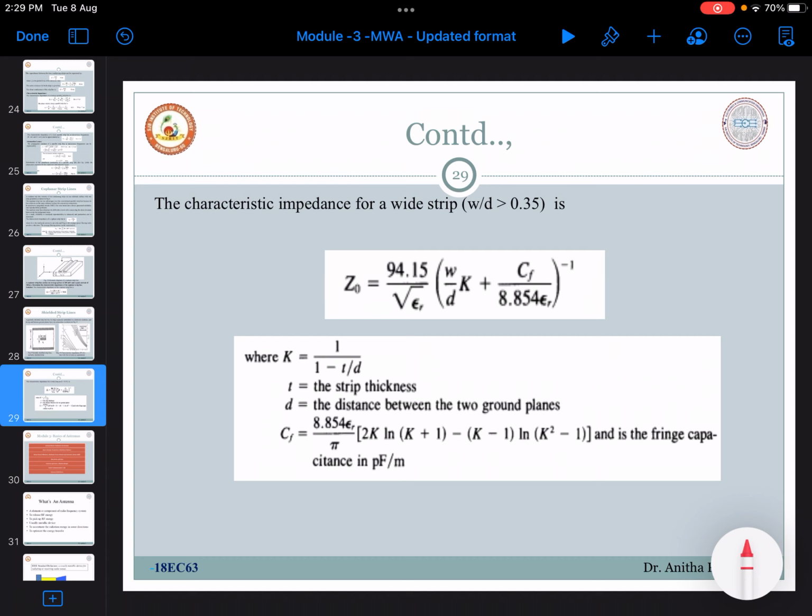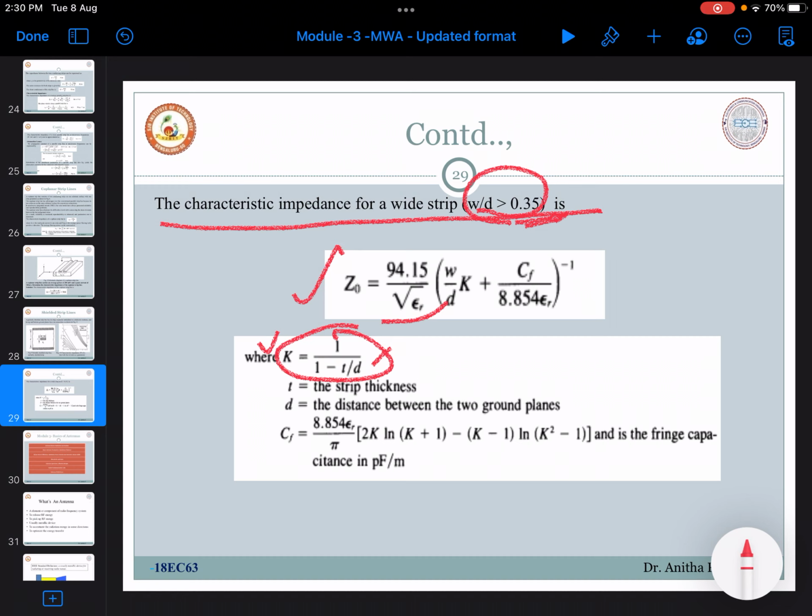Now you can find out the characteristic impedance of a wide strip line, that is a shielded strip line. Wide strip means it should satisfy this condition, that is the W by D ratio must be greater than 0.35. If it satisfies this condition, then one can evaluate the characteristic impedance as 94.15 divided by square root of epsilon r into 1 divided by W by D into K plus CF by 8.854 into epsilon r, where K can be evaluated as 1 by 1 minus T by D. If the D value is known to you, you substitute here, you can evaluate K.